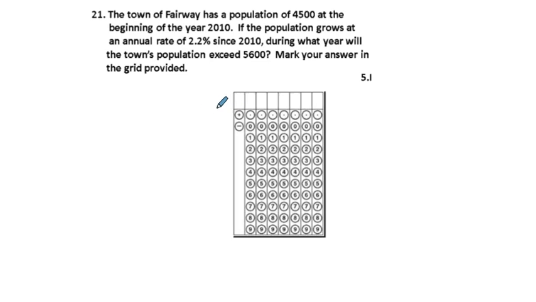Okay. 21. The town of Fairway has a population of 4,500 after the year 2010. Population grows at a rate of 2.2% since 2010. During what year will the town's population exceed the 5,600 mark? Well, there are different ways you can do this one. We want to know if we exceed 5,600. So we'll say f of t is equal to our starting number, 4,500 times 1 plus 0.022 to the power of t.